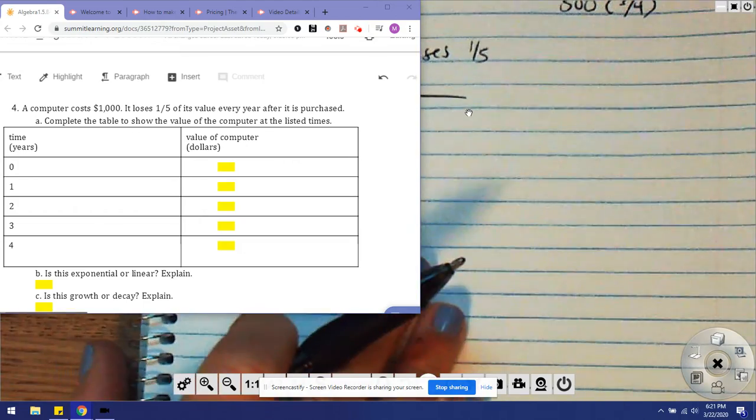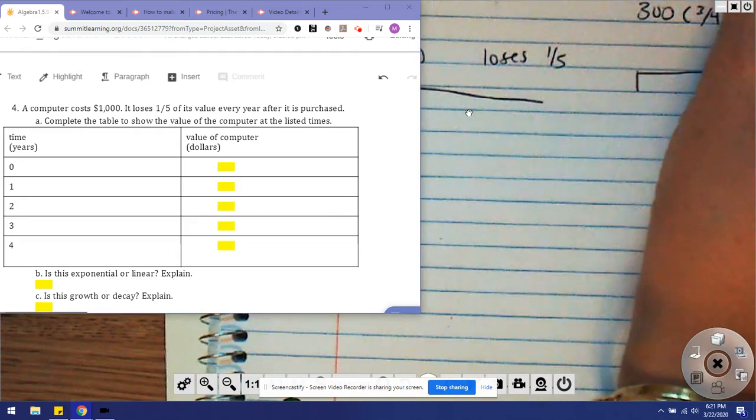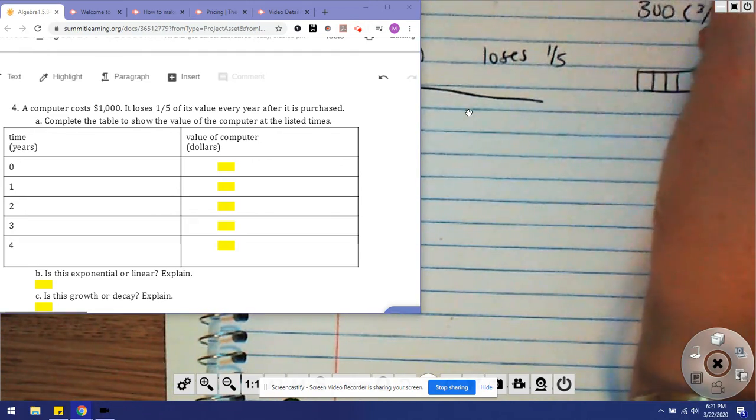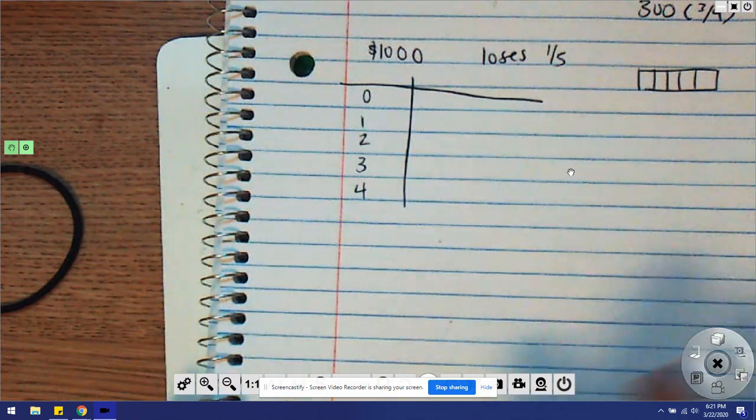The problem asks about a computer that costs $1,000. It loses 1/5 of its value every year. First thing I need to do is complete the table.